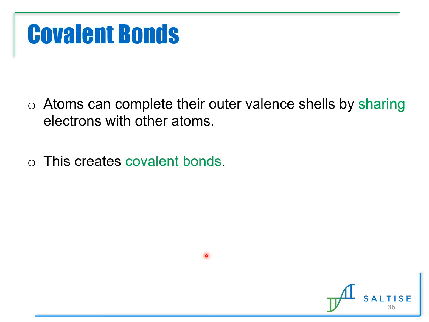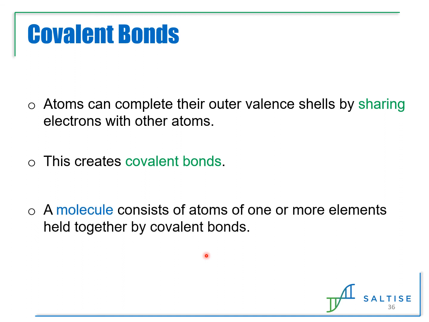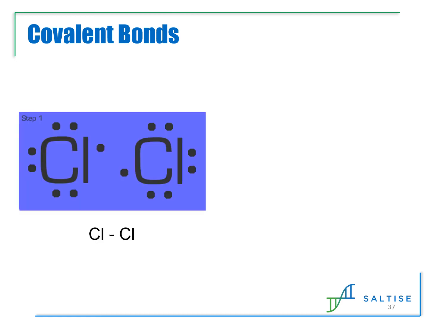Covalent bonds are created when atoms share electrons with other atoms in order to complete their valence shells. When covalent bonds are used to hold together atoms of one or more elements, a molecule is formed. Here we have an example of two chlorine atoms. They each have 7 electrons in their valence shell. They are both looking for one more electron. So if they share an electron with one another, they are able to complete their valence shell and become stable.